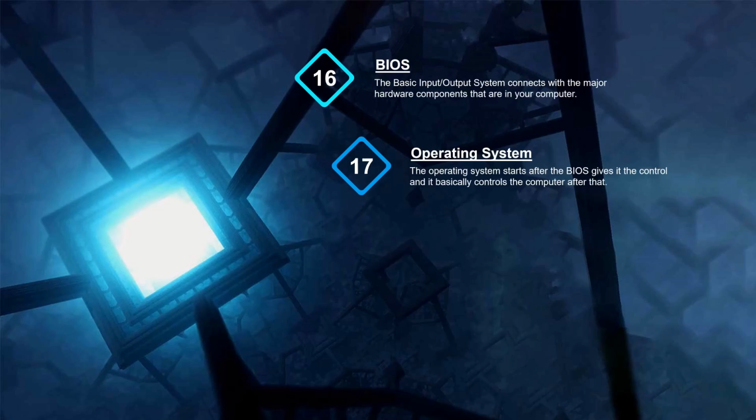BIOS, the basic input-output system. This connects the major hardware components that are in your computer together. And then after that, we'll talk a little bit about the operating system. The operating system starts after the BIOS gives it control, and it basically controls the computer afterwards.